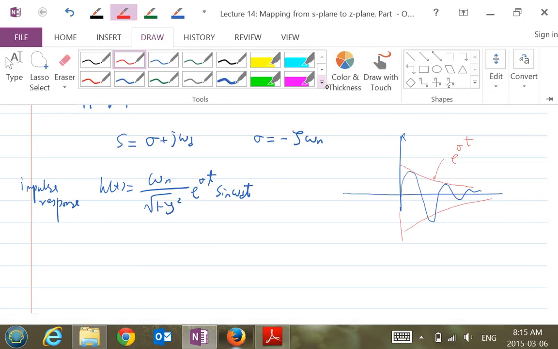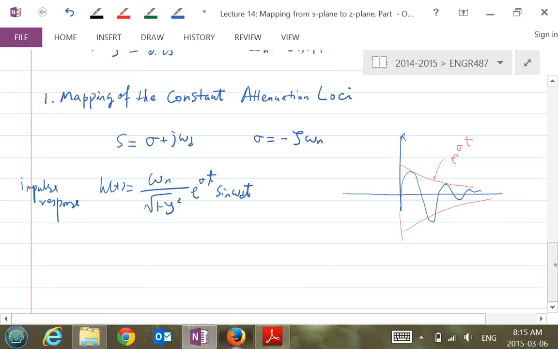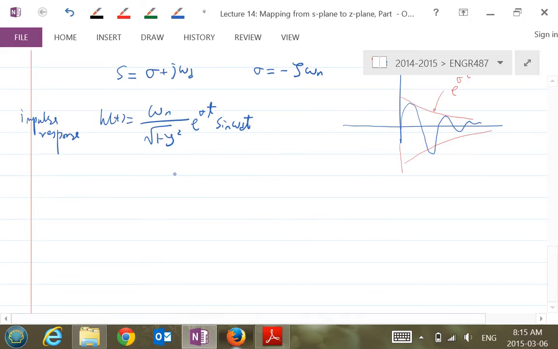So constant attenuation loci basically means in the S domain, I have a constant sigma. So maybe the sigma is here, sigma 1, or maybe the sigma is here, sigma 2. But along this line, it is a constant. That's what we call constant sigma. So sigma we consider as an attenuation.